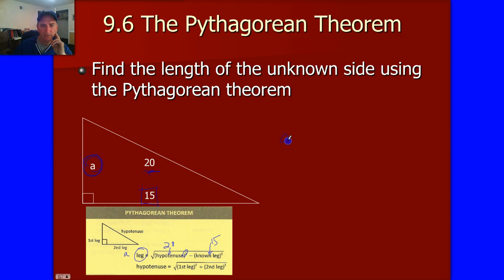So let's write it out over here. A is equal to the square root of 20 squared minus 15 squared. That's a sloppy square root sign. 20 squared is 400 minus 225. You have to finish all of that first. That is equal to 175. Now if you grab your calculator and you square root that, again, I'm going to round it off. It's 13.22875, on and on and on it goes. So I'll just call it 13.23. And that'll do it.